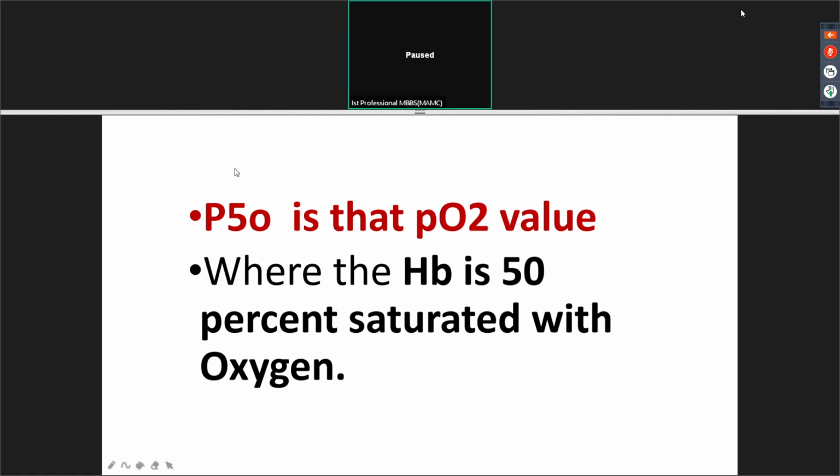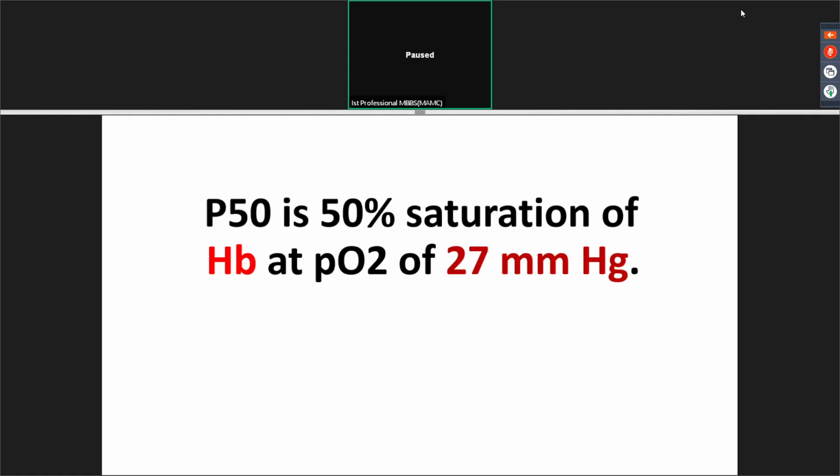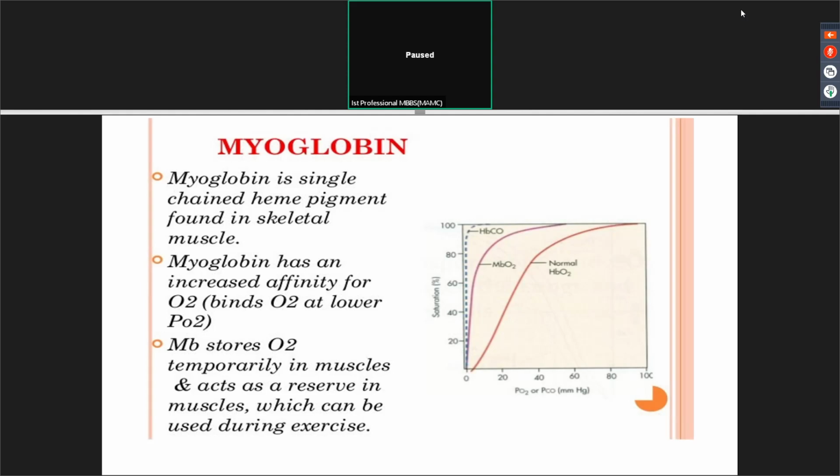So now comes a term, P50. What is P50? This is the partial pressure of oxygen at which the hemoglobin is 50% saturated with oxygen, and for HbA1, normal adult hemoglobin, it is 27 millimeter of mercury, whereas for myoglobin, this P50 is hardly 1 mm or 1 to 2 mm of mercury. So you can see from this slide, at hardly 1 to 2 mm, your myoglobin is saturated up to 50%.